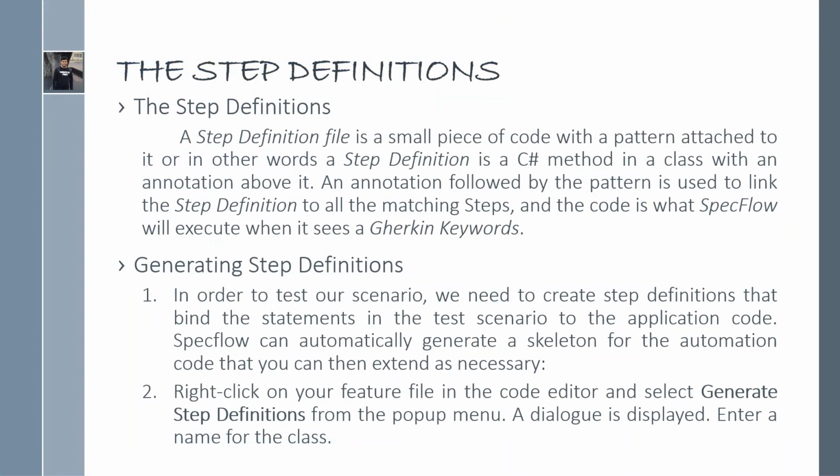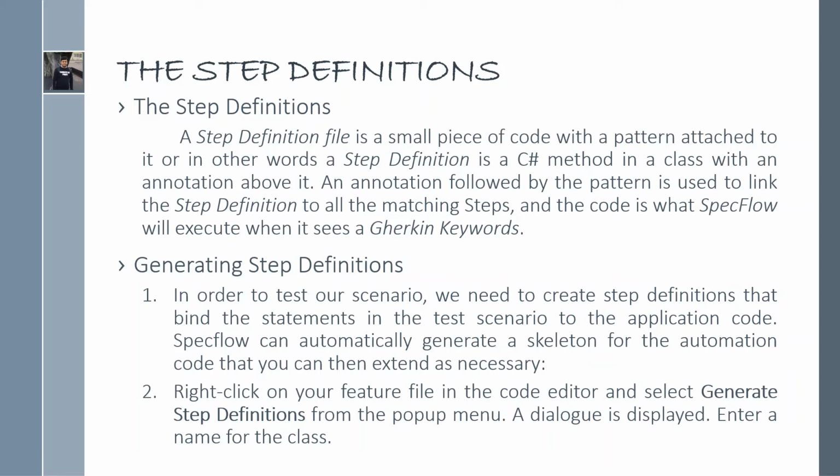Step definitions. The step definition file is a small piece of code with a pattern attached to it, or in other words, a step definition is a C# method in a class with an annotation above it. An annotation followed by the pattern is used to link the step definition to all the matching steps, and the code is what SpecFlow will execute when it sees Gherkin keywords.